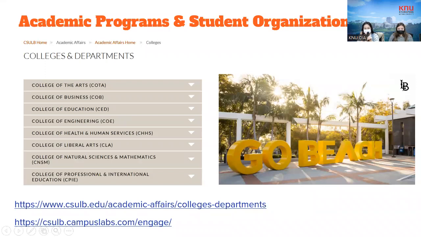And I'd like to talk just a little bit about the academic programs and the student organizations. My school is actually really big. So we have, I believe, over 300 or over 200 departments. What's listed in the picture right here is the main colleges, but we have an extensive number of departments within those colleges. So if you want to see the full list of majors and departments, I have a link down here so you can check it out.